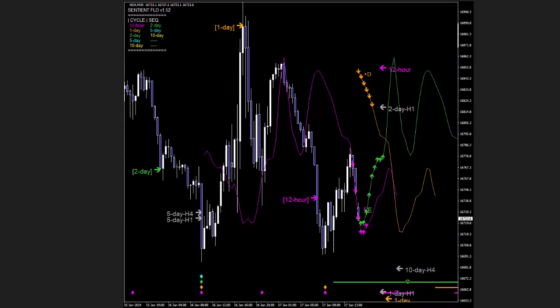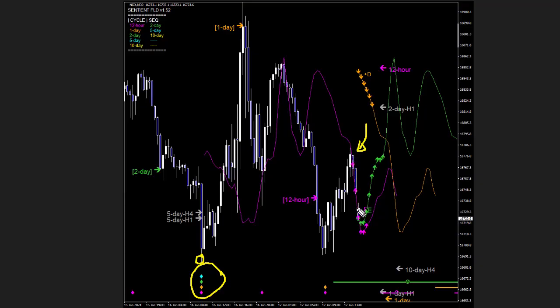And now here on the 30-minute time frame, we can see that the 5-day cycle trough has indeed been found at this position over here. But notice what is happening now on the 30-minute time frame. Price has reached up. It has found the signal cycle FLD.